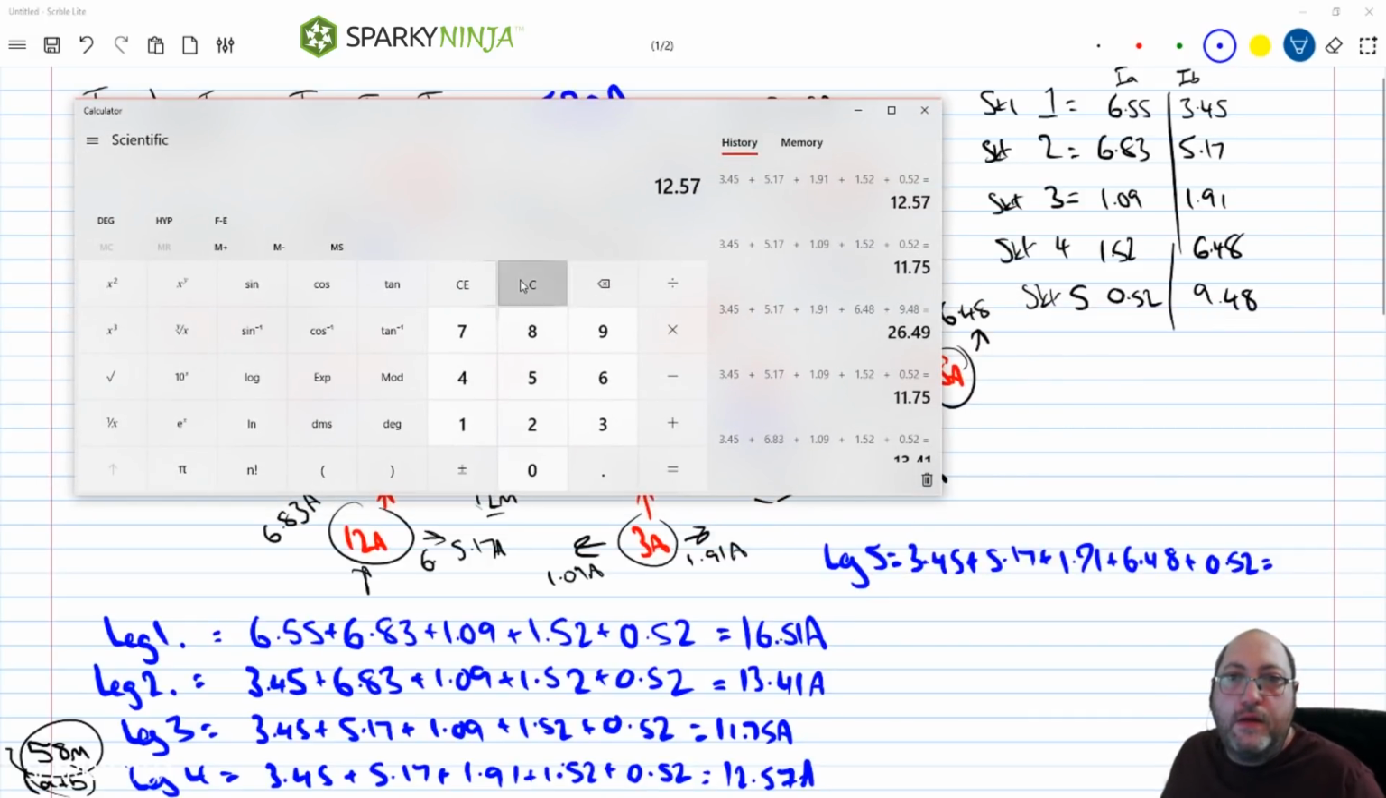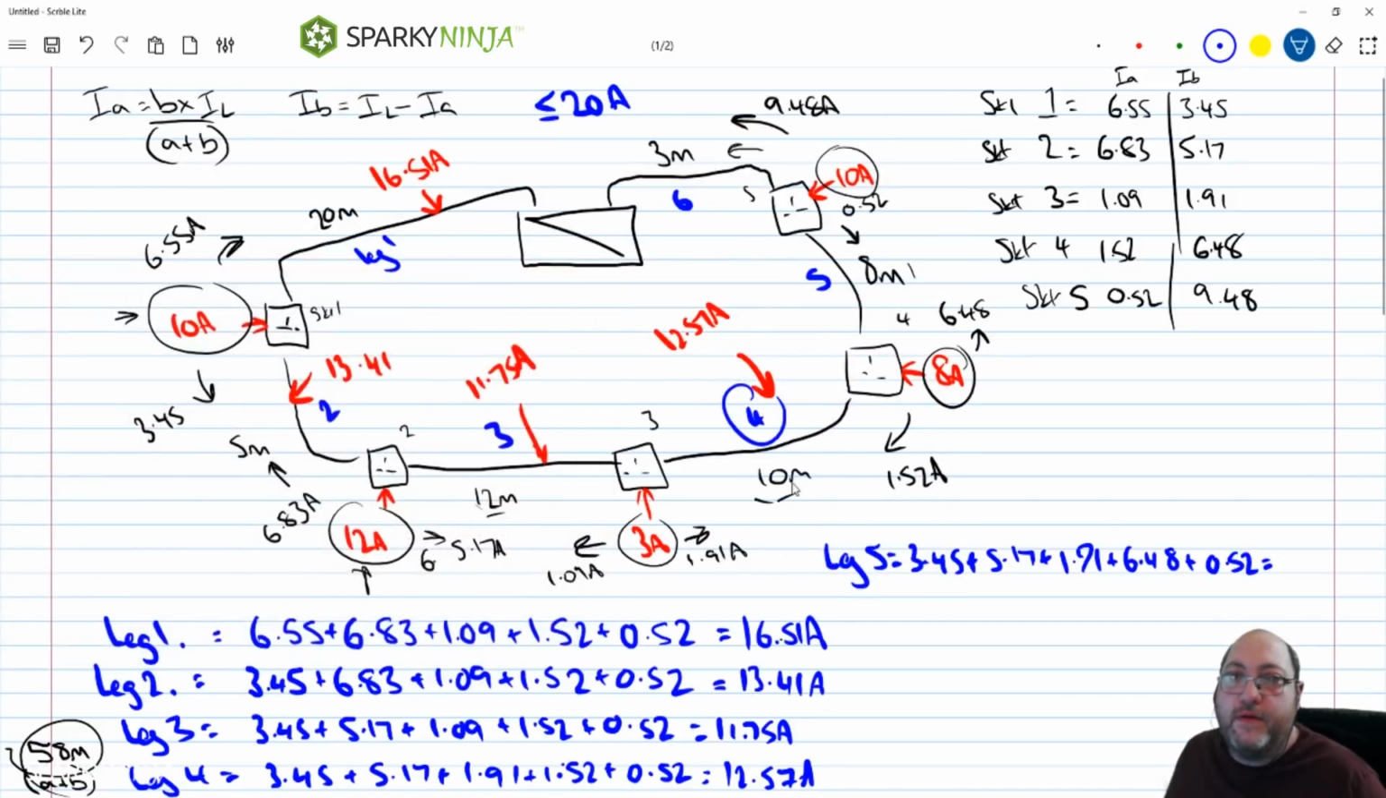Okay. 3.45 plus 5.17 plus 1.91 plus 6.48 plus 0.52 equals 17.53. So I have 17.53 amps on leg 5. Last one.